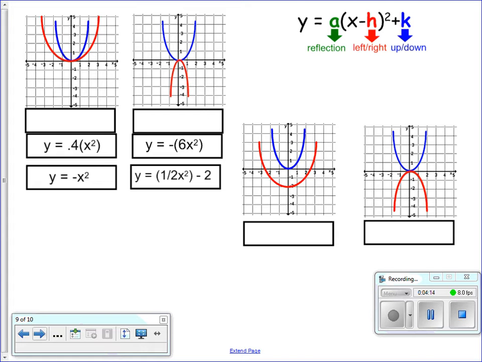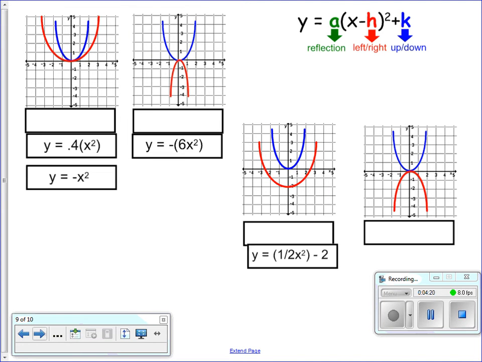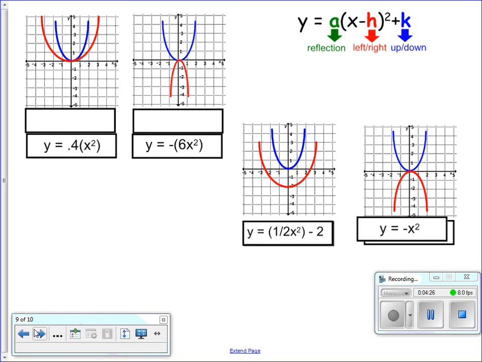This third one is fatter and it moved down, so it's not a reflection. It's going to have the fraction there, and then down 2. And then the last one is just a reflection, so it's going to look like that.